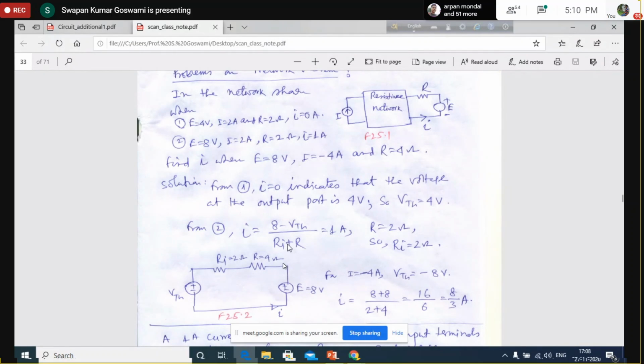So when you write this expression, now you can find out the value of Ri, because R is given to be 2 ohm. Put the value of R. V Thevenin we have already determined as 4 volt. So write the value of V Thevenin here, put the value of R here, and find out Ri.